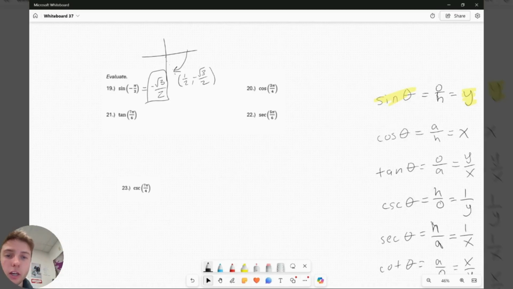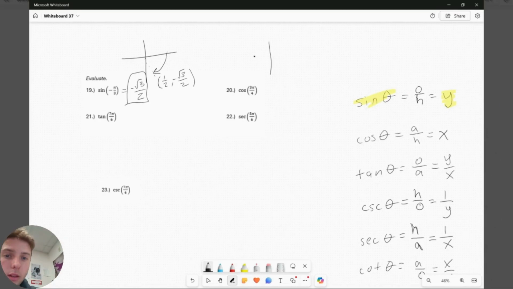Number 20 says find cosine of 3 pi fourths. 3 pi fourths, that's slightly less than 4 pi fourths, which would be 1 pi. So that means I'm going to be in quadrant 2. Because it is pi fourths, we know it's root 2 over 2 for both the x and the y value. Since we are in quadrant 2, the x value is negative. Cosine, we know, given this information on the right, is just the x value. So in this case, we know the answer is negative root 2 over 2.